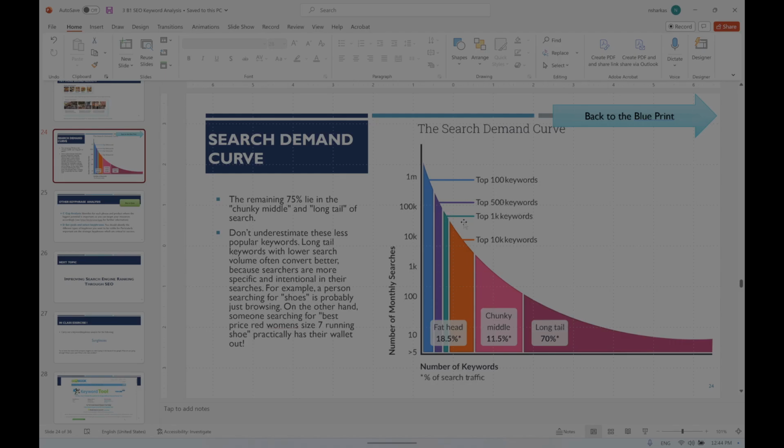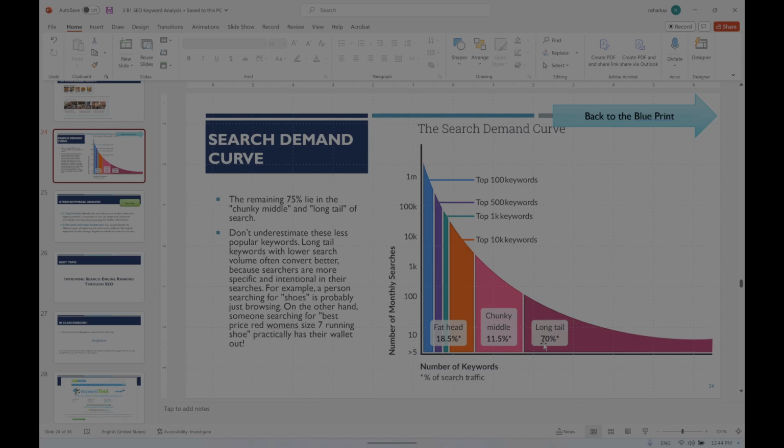Then there is the top 500, then the top 1000, then the top 10,000, and so on. You will find out as the number of keywords in the key phrase increases, the number of monthly searches decreases. So as the number of keywords increases, the number of monthly searches, as you can see, decreases. However, the percentage of search traffic to your site increases. So that is quite interesting.